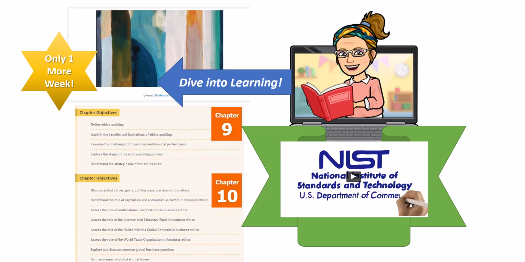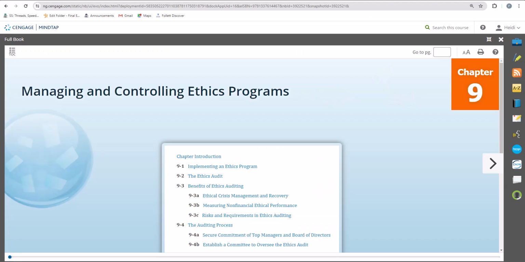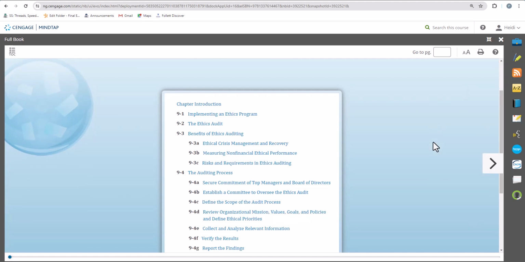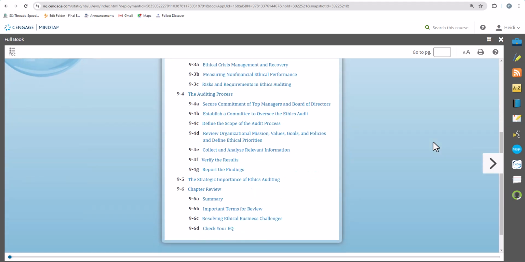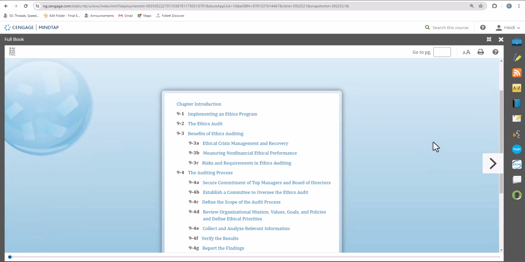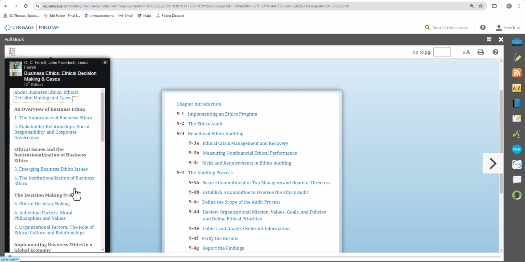So let's dive into learning with Chapter 9 and Chapter 10. In Chapter 9, we're focusing on managing and controlling ethics programs. This is often through the process of audits. We have such a thing as ethics auditing. We'll learn about the benefits, the process, and the strategic importance. Next, we'll dive into Chapter 10.